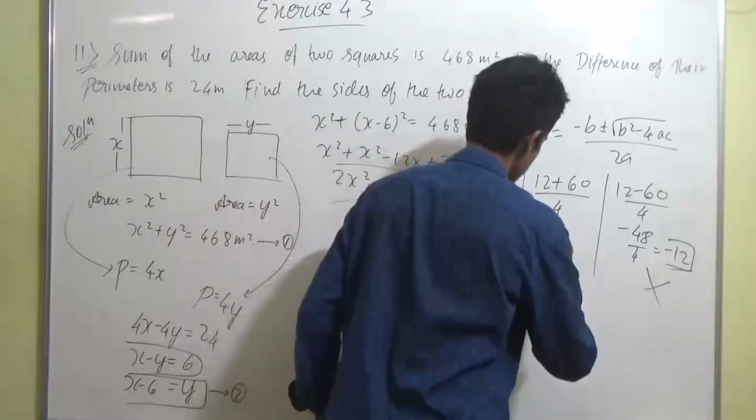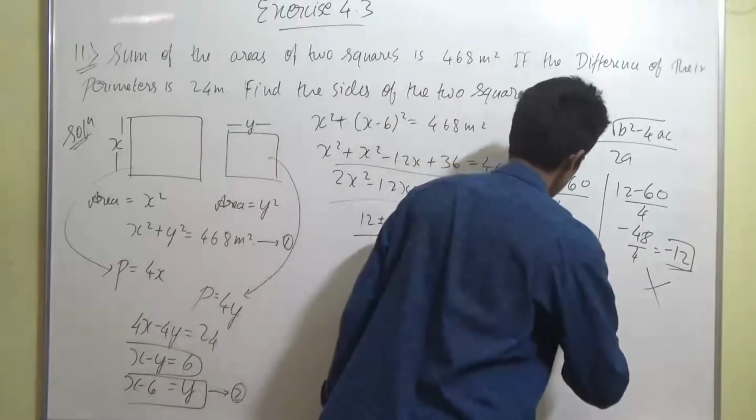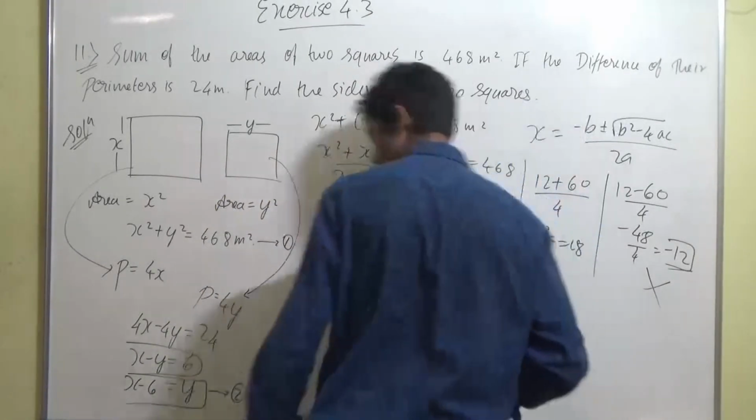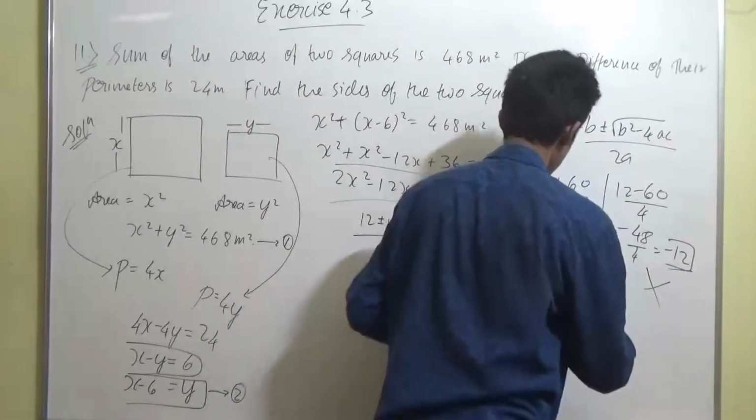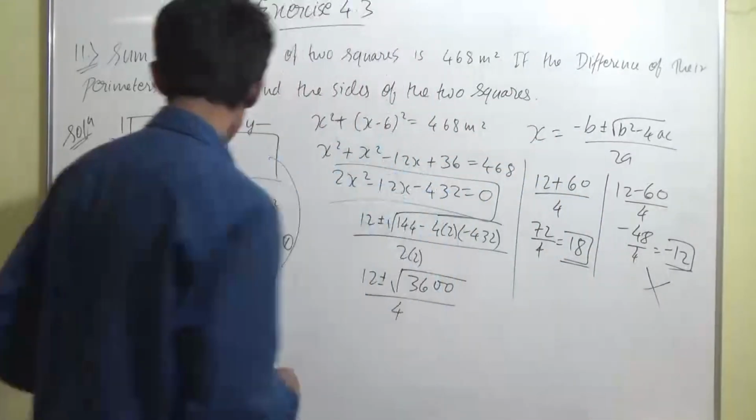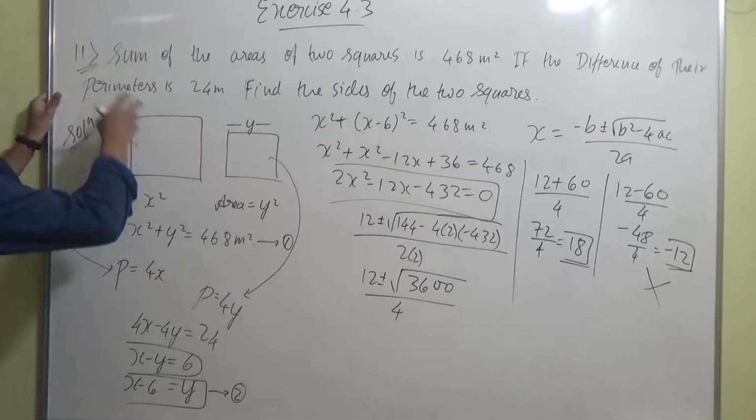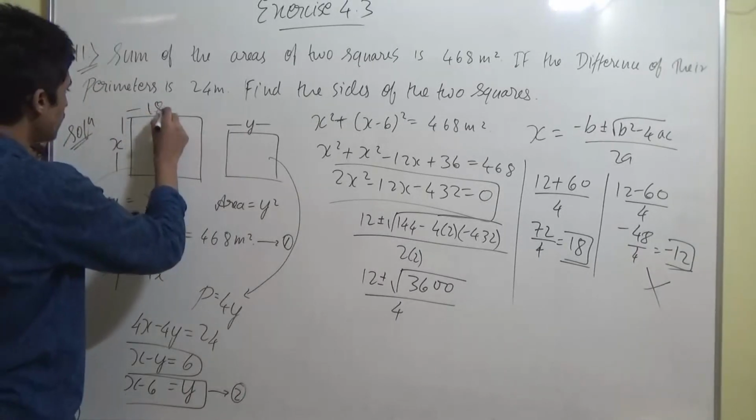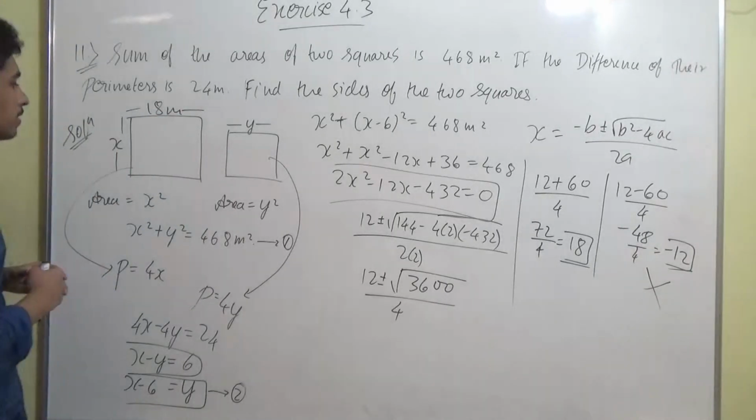So this becomes 72 by 4. So 72 by 4 is equal to 18, right? 72 by 4 is 18, correct? So the length of the larger field, larger square, is 18 meters. Getting it, guys? We found the length of the side.